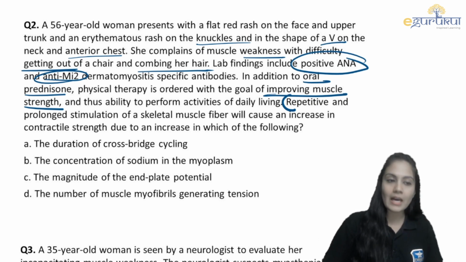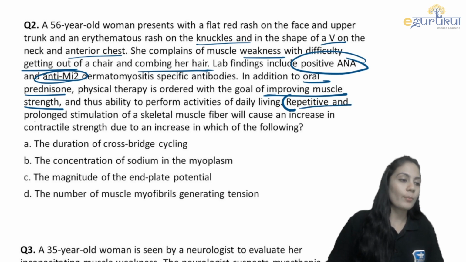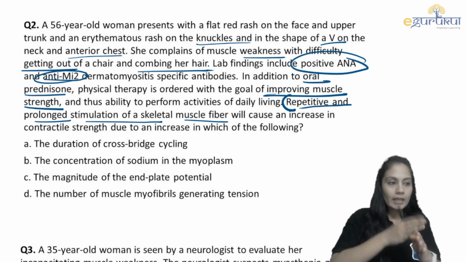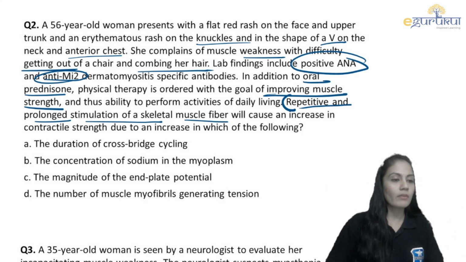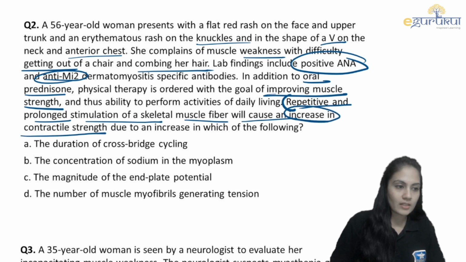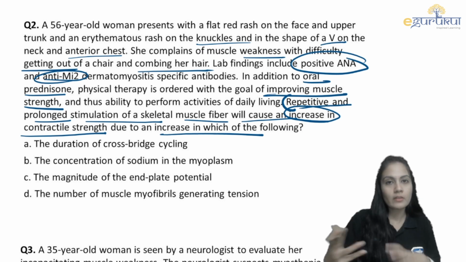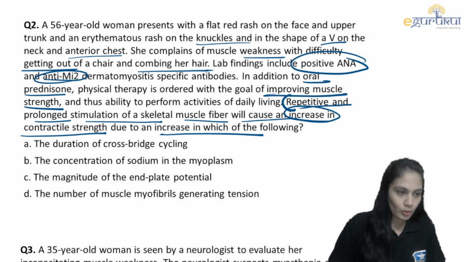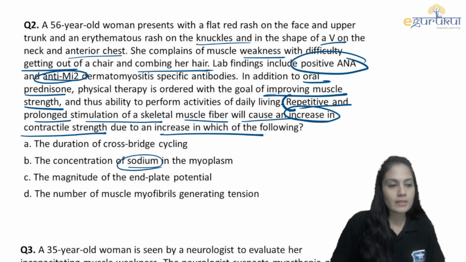So what the last line is saying: repetitive and prolonged stimulation of skeletal muscle fiber. So continuous and prolonged stimulation we are giving the muscle fiber will cause an increase in the contractile strength due to an increase in which of the following. So what increase makes an increase in the contractile strength, that we need to talk about. First they're asking about cross bridge cycling, concentration of sodium. Now sodium in the myoplasm is not going to increase; there is an increase in the calcium.